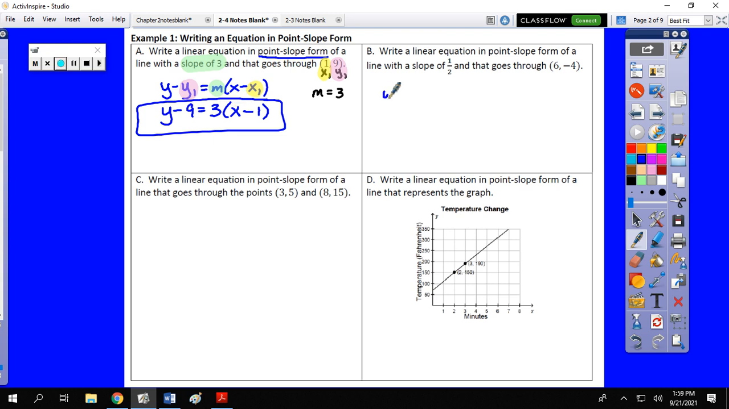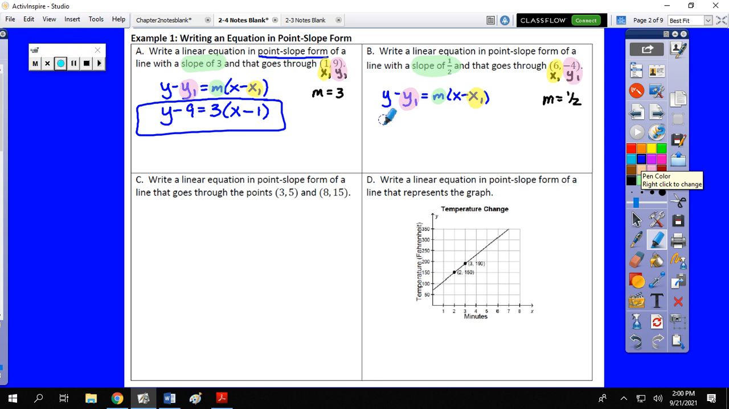Alright, so point-slope form, y minus y1 equals m times x minus x1. Again, we are given a slope right there in the problem. Slope is 1/2. So we're going to plug that m in right there. And then we've got x1 and y1 are given as the point 6, negative 4. Passes through the point 6, negative 4. So we're going to plug negative 4 in for y1, and we are going to plug 6 in for x1.